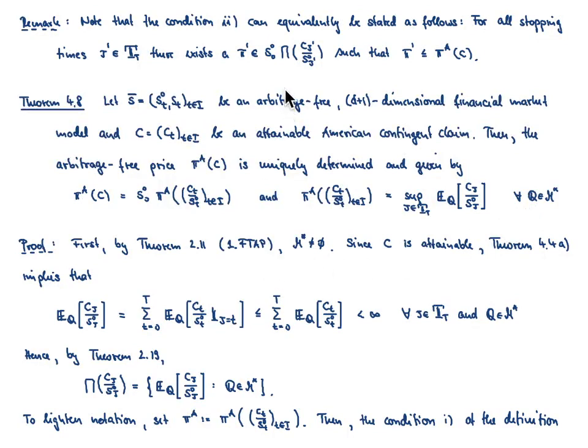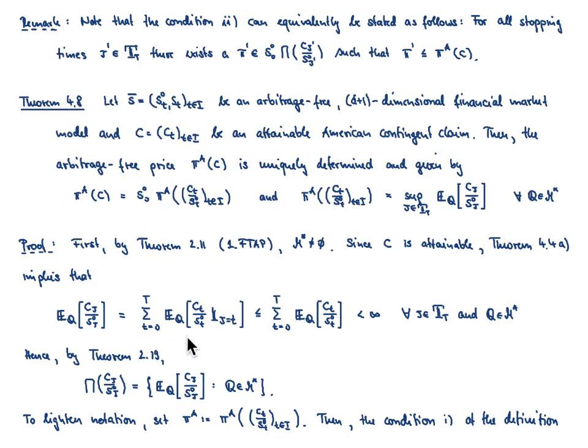First of all, since we assume that our financial market model is free of arbitrage, we can apply the first fundamental theorem of asset pricing, which tells us that the set of all equivalent martingale measures is non-empty. And as a first step, I would like to convince myself that for every admissible stopping time τ, the expected value under an equivalent martingale measure Q of the discounted American contingent claim evaluated at that stopping time τ is finite. So why is that the case? That's rather straightforward.